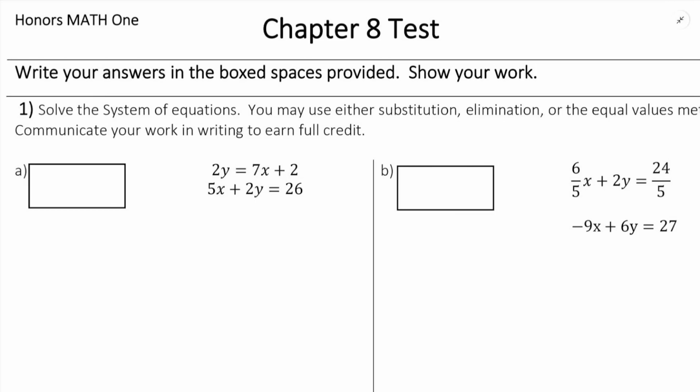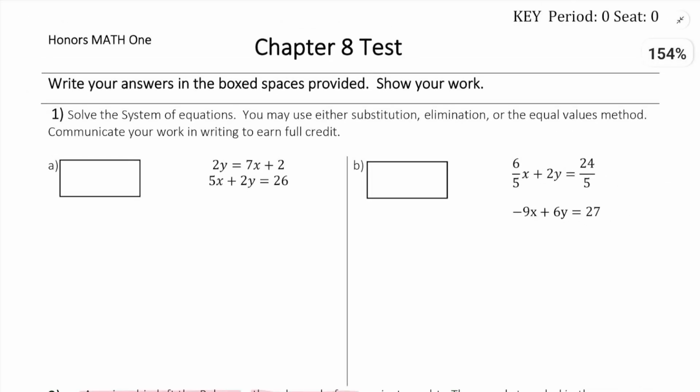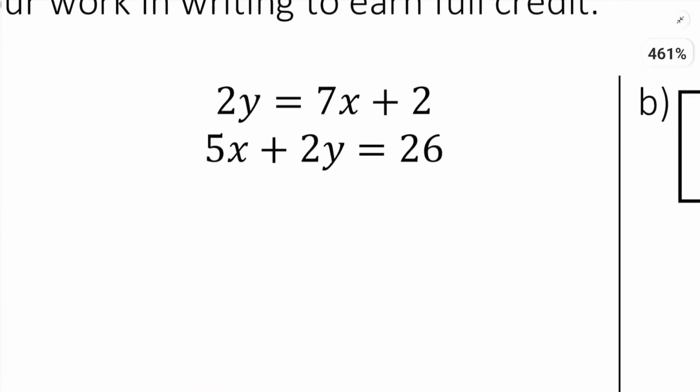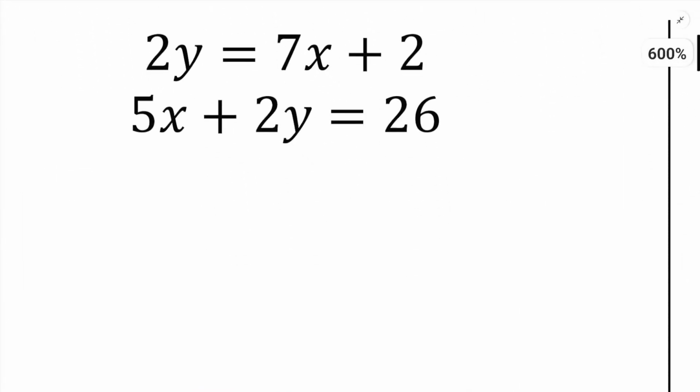So the first question, question 1, says solve the system of equations. You may use either substitution, elimination, or the equal values method. Communicate your work in writing to earn full credit. As I look at this first problem, there's so many different approaches you can take. There's nothing wrong with pretty much any approach.